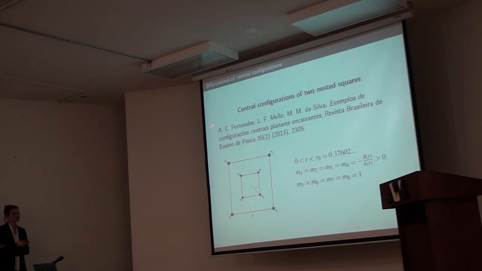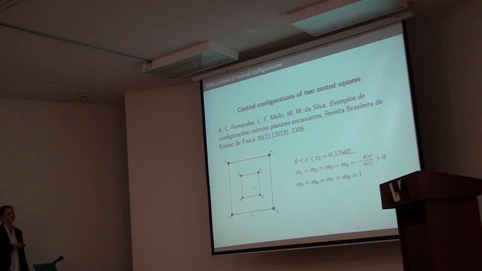But the formulas proved by Fernandez, Melo and da Silva are too long and too complicated to put in a slide, so I didn't put them, but they prove exact formulas for the masses, and they prove that with these assumptions, this family is a family of central configurations for every parameter R from this segment, between 0 and R0. This is the approximate value for R0. And we try to apply those abstract theorems to this family.